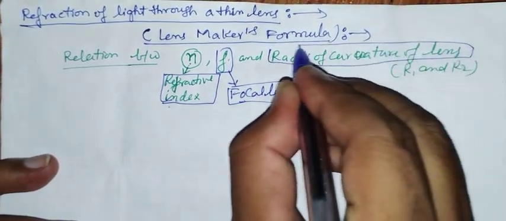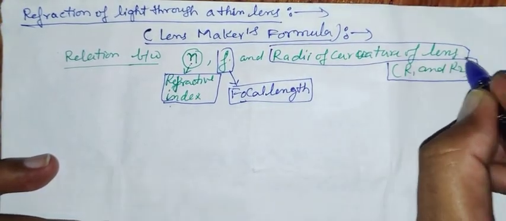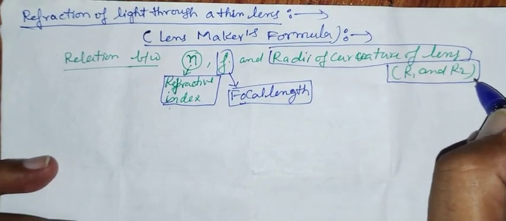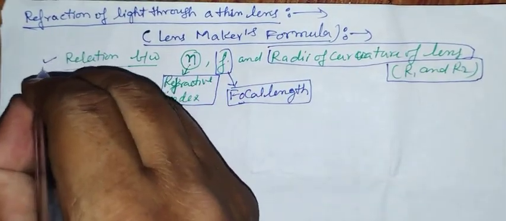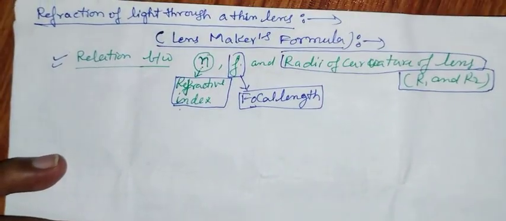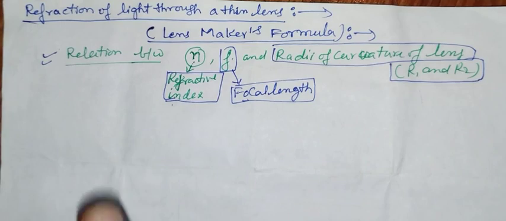In a biconvex lens or concave lens, there are two curvatures, two curved surfaces, so two radii of curvature, R1 and R2. This relation is known as the lens maker formula. So see the process of how the relationship is made.